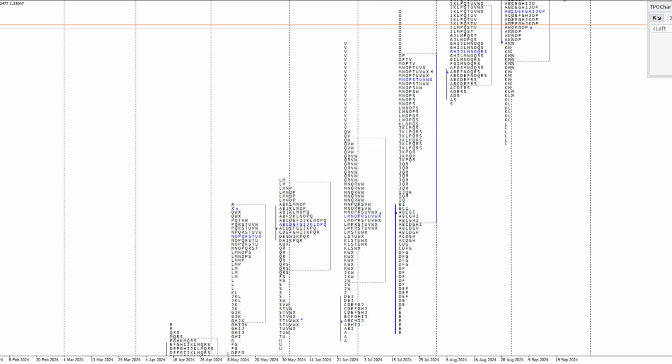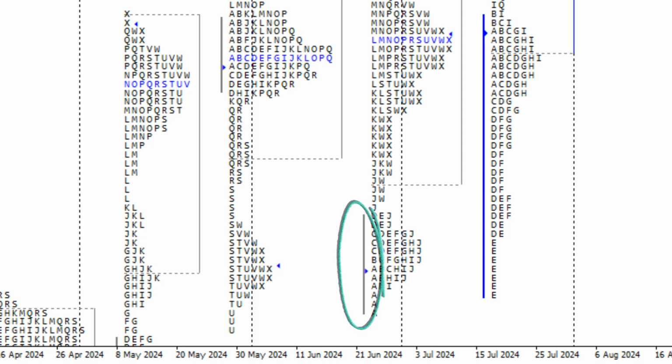So now that we know how to identify true support and resistance with Market Profile, our next job will be to understand 2 other core principles. The first is the initial balance. The initial balance is the first hour of trading.